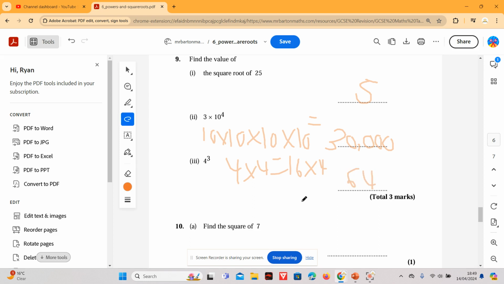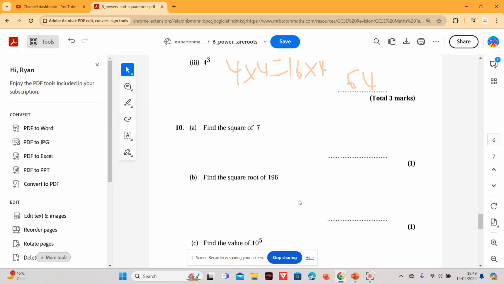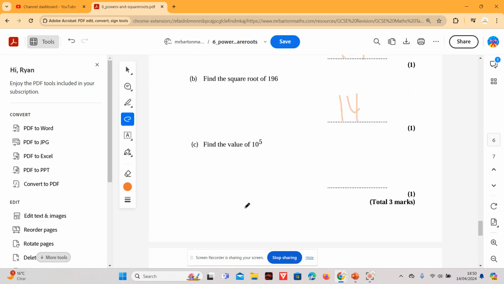64. Okay. Next question is asking us to find the square of 7. So that's just 7 times 7. And that'll get us 49. Another funny one. Square root of 196. So this one is another tricky one that you've got to unfortunately remember. But if you work it out or you find out what it is, it's 14. So you do 14 times 14.